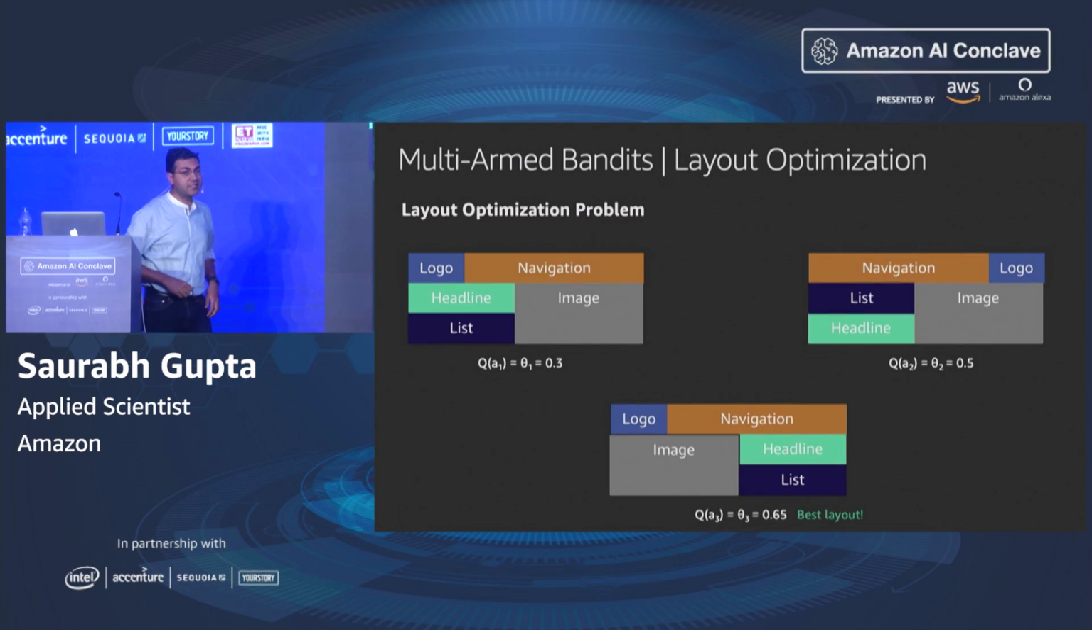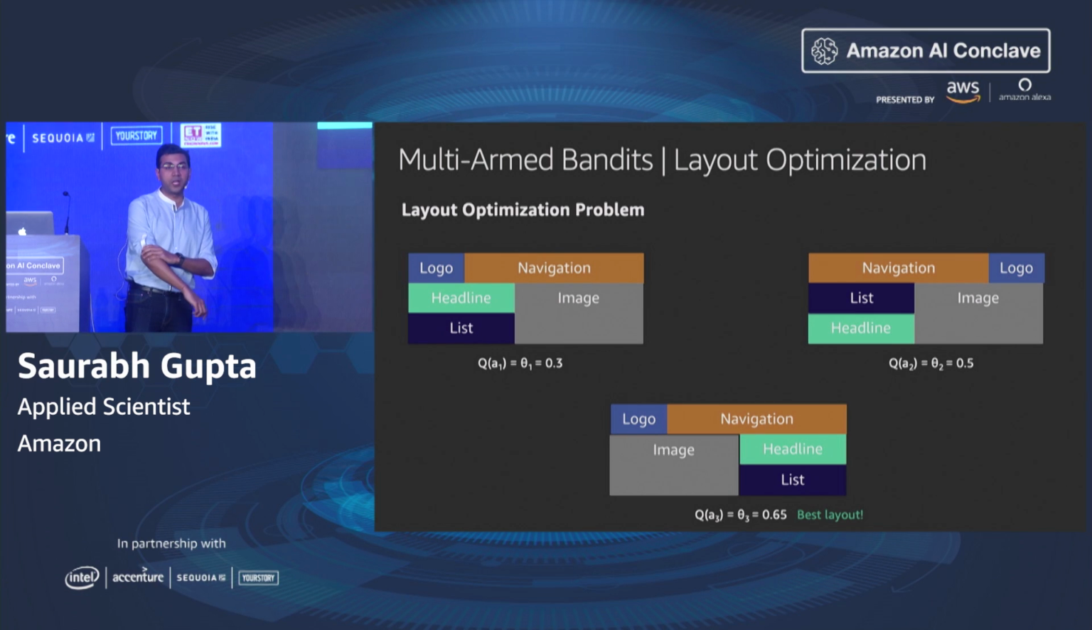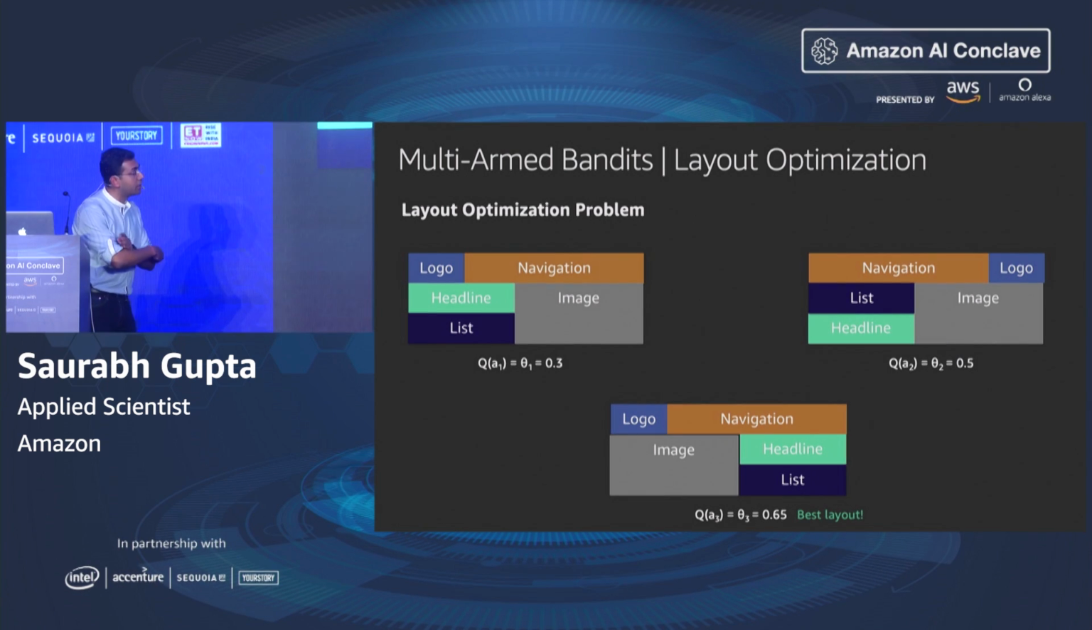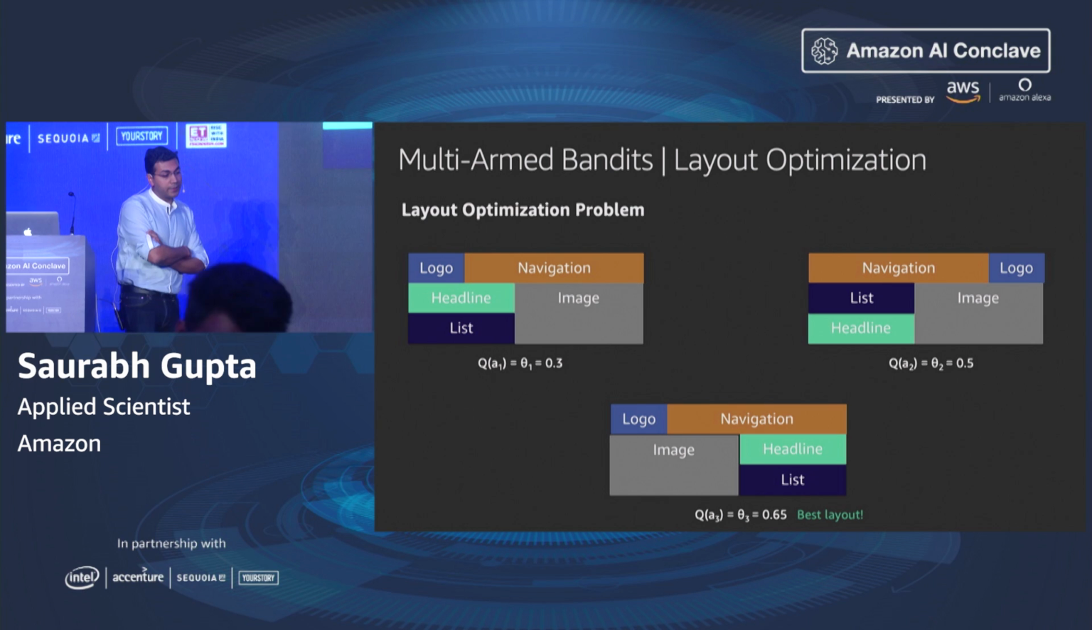Okay, so let's see how bandits compare to A/B testing through this layout optimization problem. So the problem looks like this.